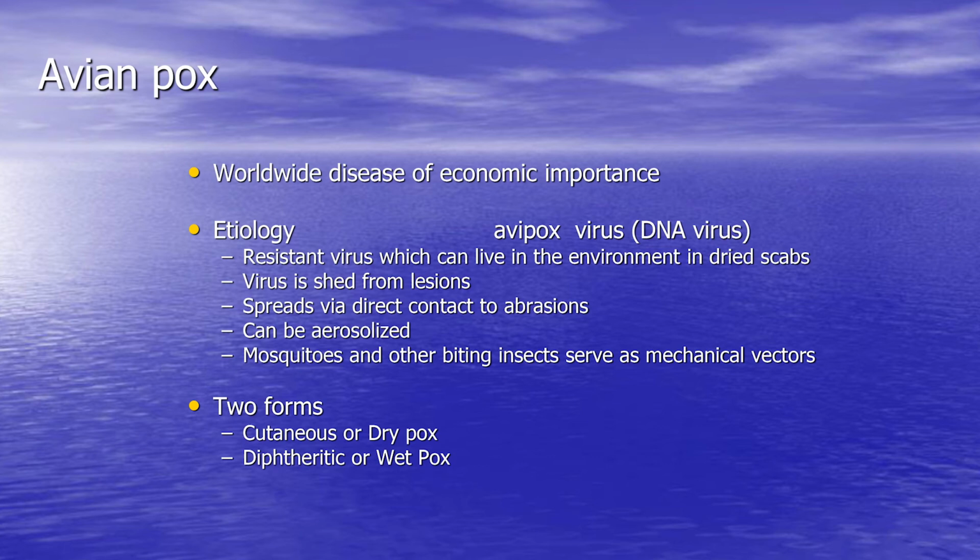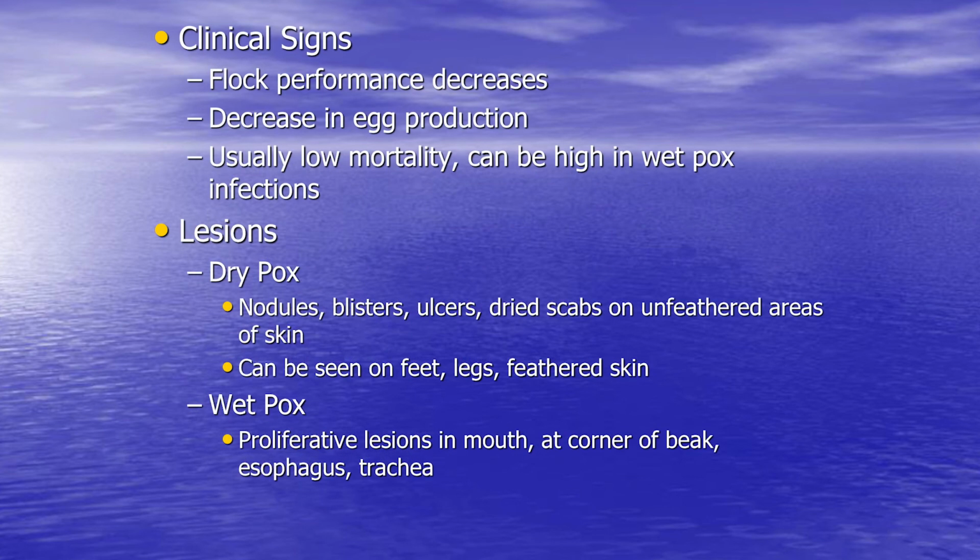There are 2 forms of pox. Commonly referred to as dry pox, which is the skin form or cutaneous form, and then there's diphtheritic or wet pox. They look entirely different. You will see a decrease in flock performance, a decrease in egg production when it's in layers, be they broiler breeders or commercial table egg chickens. Usually the mortality is fairly low, but when there can be secondary infections, as we see with wet pox, it can get up there.